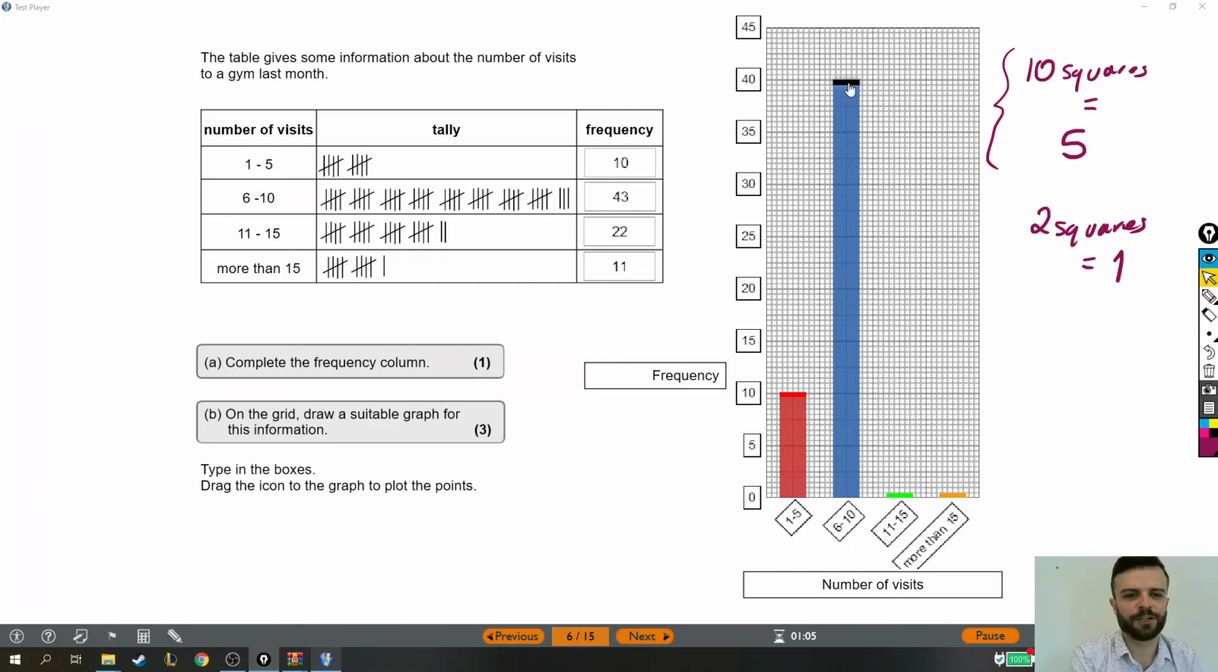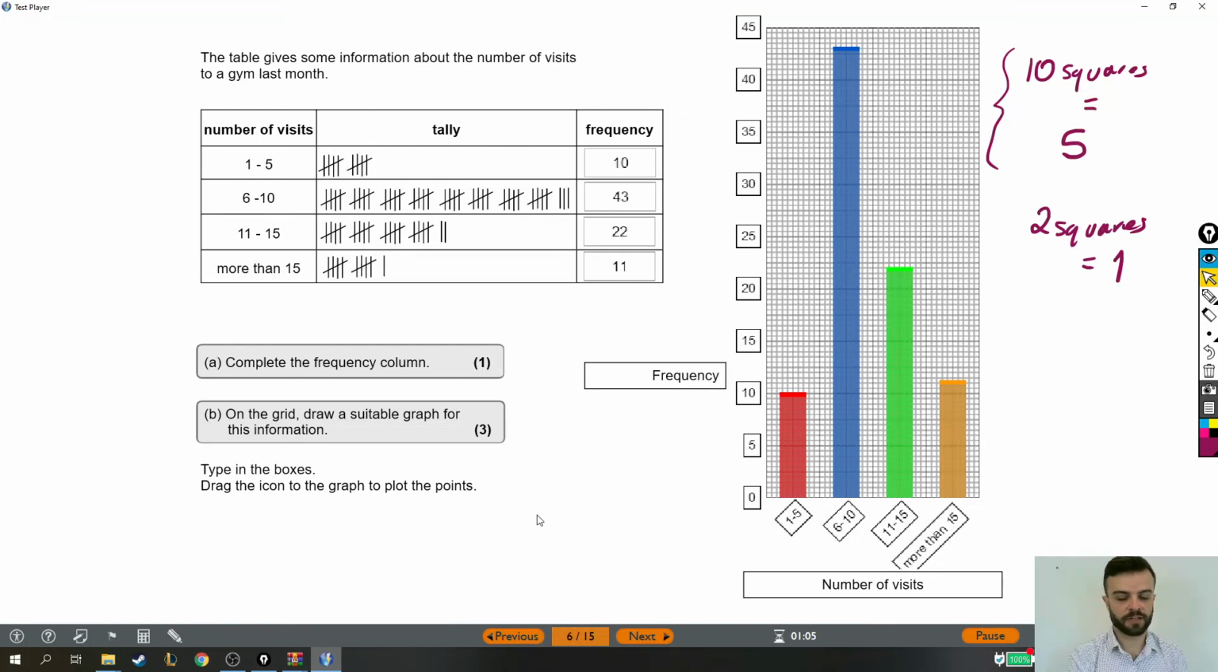So that's probably a really long-winded way of explaining. 2 squares on the grid goes up by 1. So if I go up by 2 squares, that's 41. Another 2 squares is 42. Another 2 squares is 43. So just there. And then from 11 to 15 is 22. Again, it's a bit fiddly because it's between 20 and 25, but 2 squares is going up by 1, so we've got 2 squares, and that's 21, 22, another 2 squares. And finally, we've got 11, so we drag it up to 11, so we get to 10, another 2 squares higher is 11. And there it is, there's our graph.